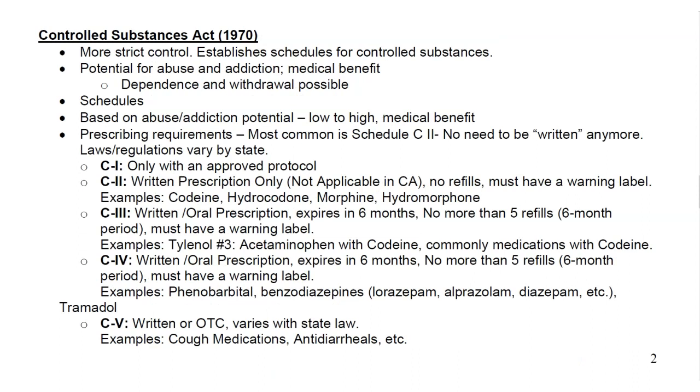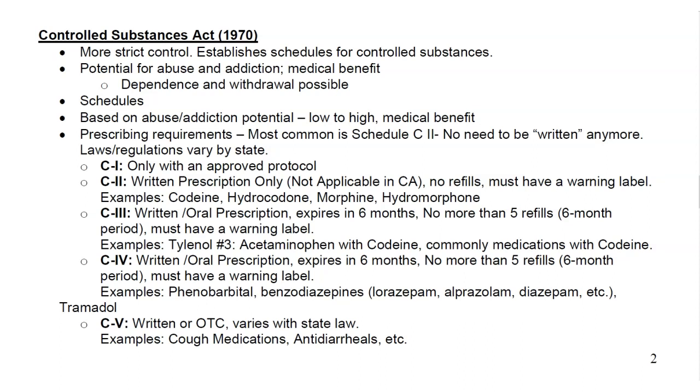Let's briefly talk about the Controlled Substances Act of 1970. This is a regulation that was established to ensure that controlled substances are more controlled and monitored. It provides stricter control and establishes the schedules for controlled substances. So what are controlled substances? These are drugs that have a high potential for abuse and addiction.